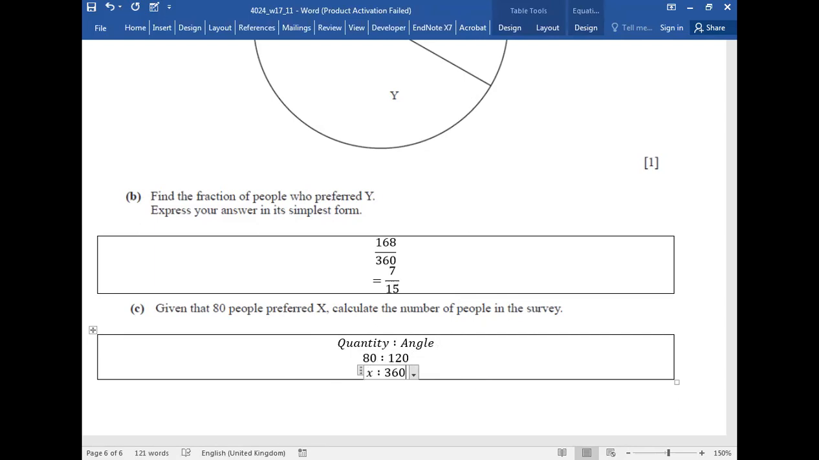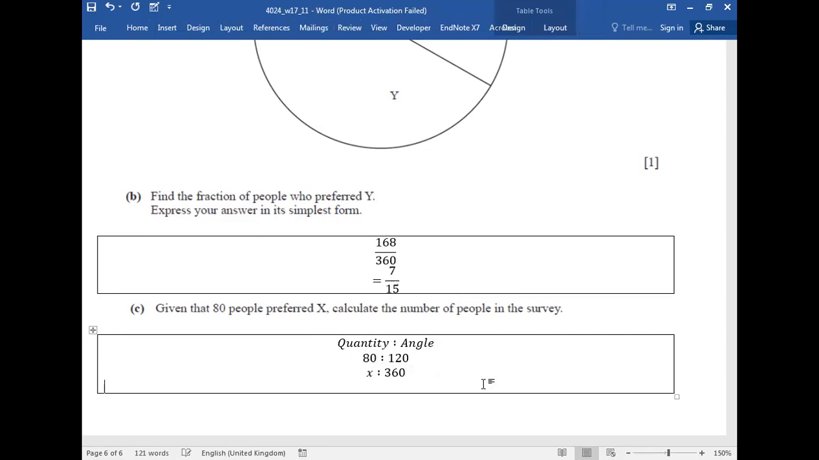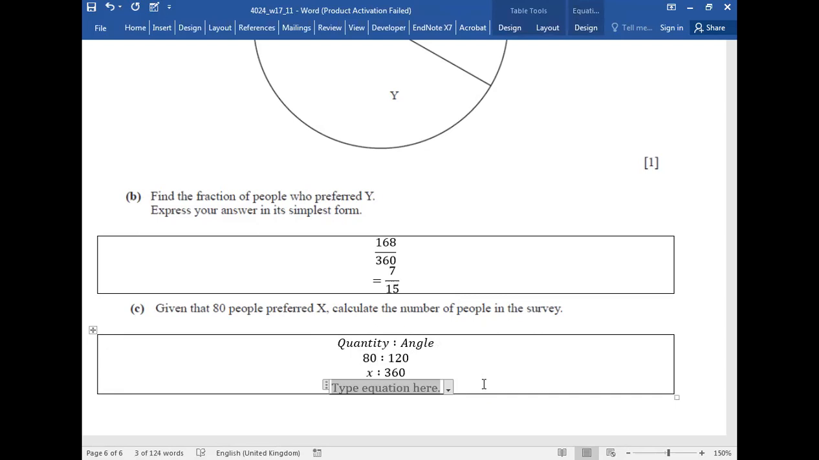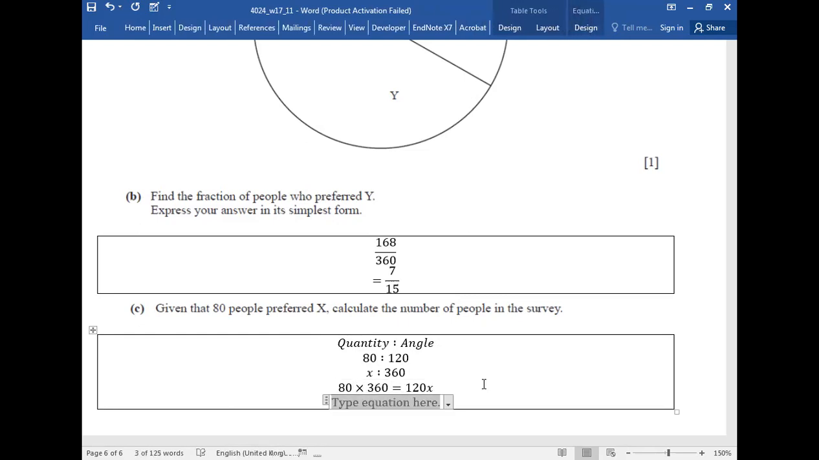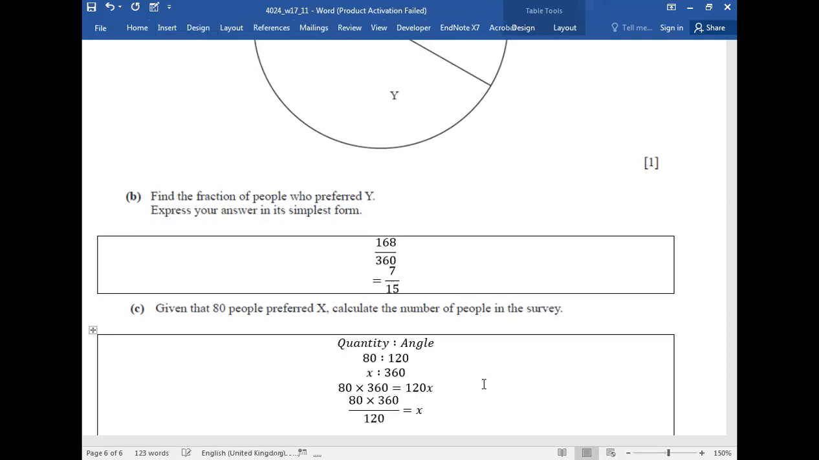Is that right? Can you solve it and tell me the value of X? I will tell you how to do this. Work smartly. First, cross multiply. 80 into 360 is 120x. Since 120 will be multiplied on the other side, there is no need to multiply 80 and 360 and make a very big number out of it. Now you can simplify.